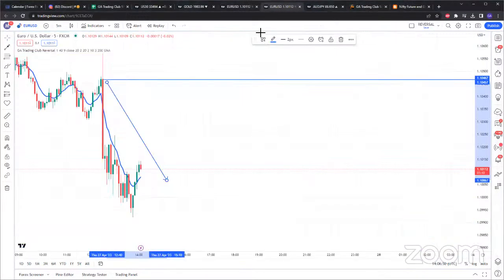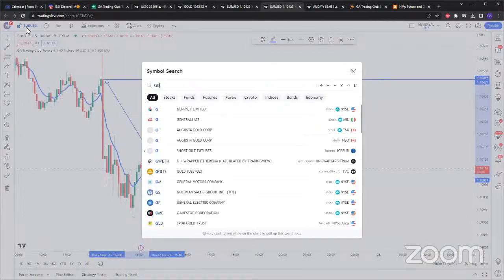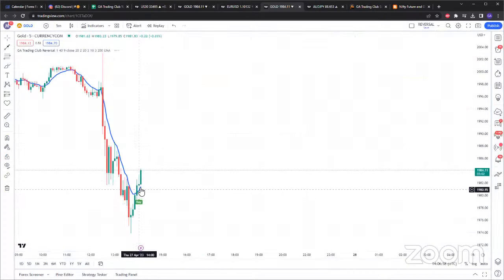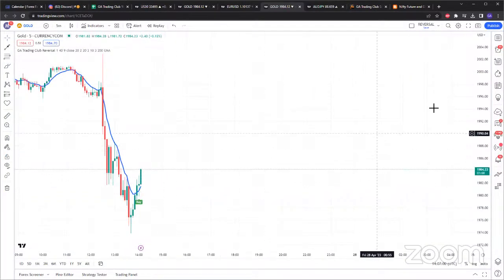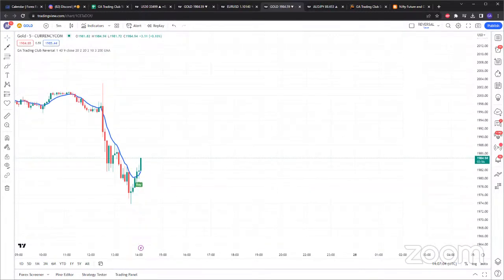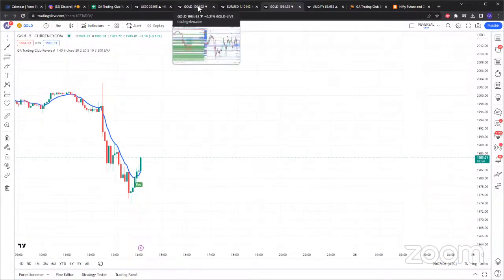Let's see what else. Yeah, so that was the analogy for EU. If we go back to the gold chart, you'll see that we had that confirmation of the reversal. We had that buy, and it went straight into profit, and gold is still shooting all the way up. So there are so many ways of making money.